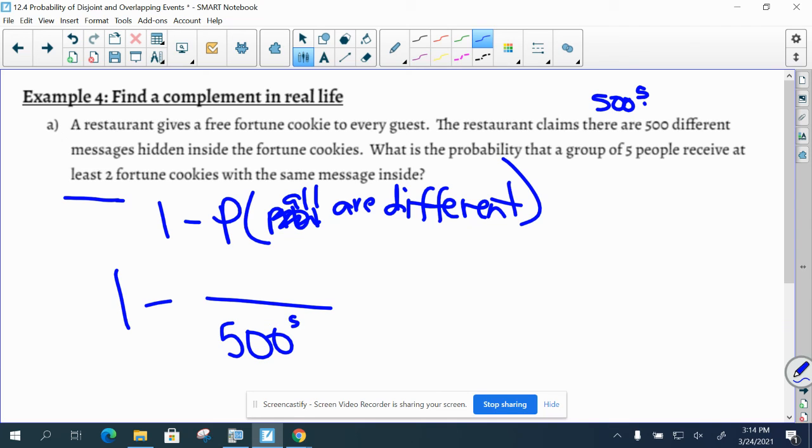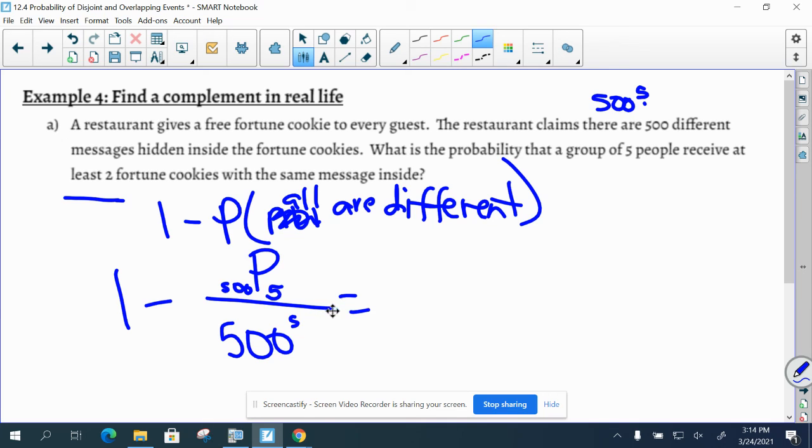That's all the different ways that we could give a group of 5 people fortune cookies from 500 different messages, whether they're the same or not. Doesn't matter. Now we want to know how many of those would all be different. So now you're talking about permutations. The order here does matter, so we're going to use permutations. So we're going to do the permutation of 500 if you have 5 people.